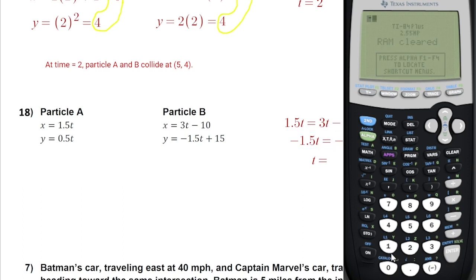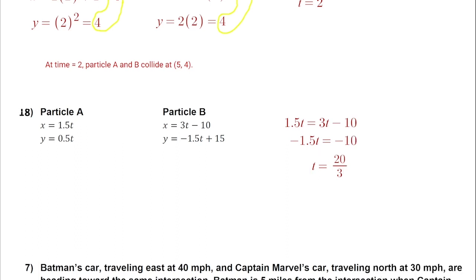So we get negative 10 divided by negative 1.5. I think we're gonna have to write that as a fraction. Yep. So let's see what that's gonna be. 20 thirds. All right. So t is 20 thirds, about 6.66 or 6.67. And so this is our potential collision time.